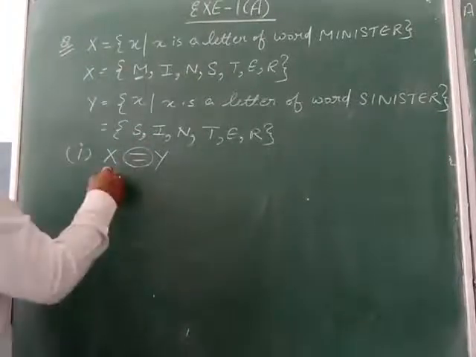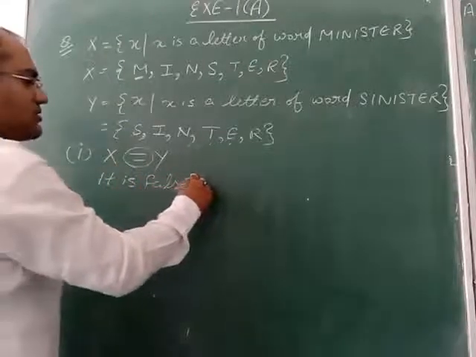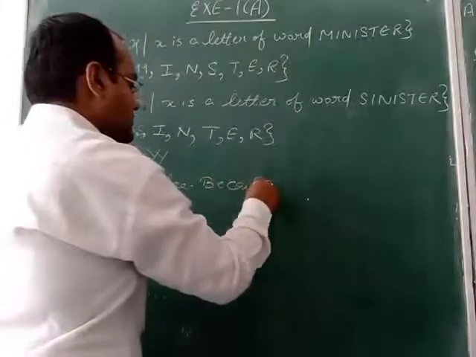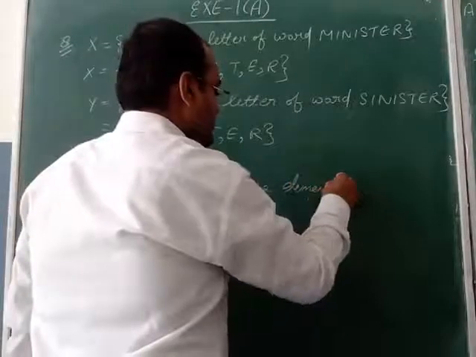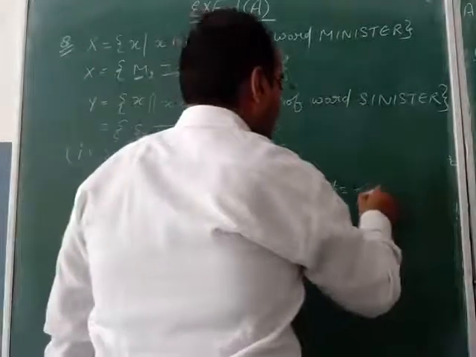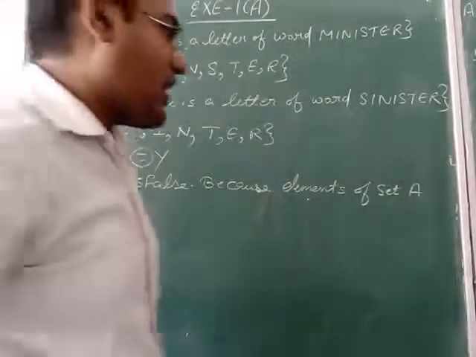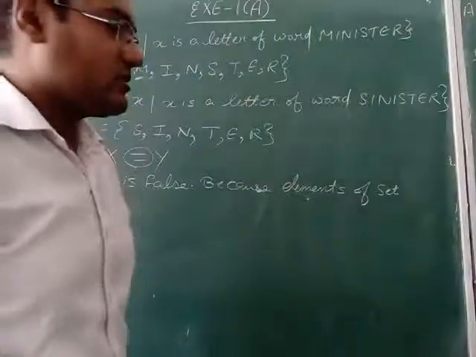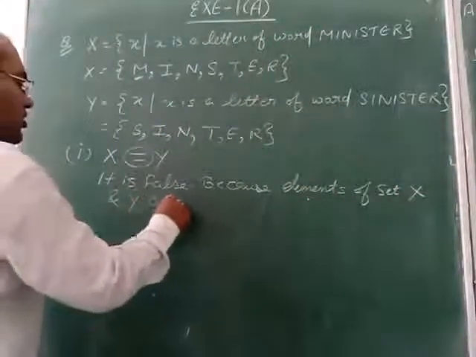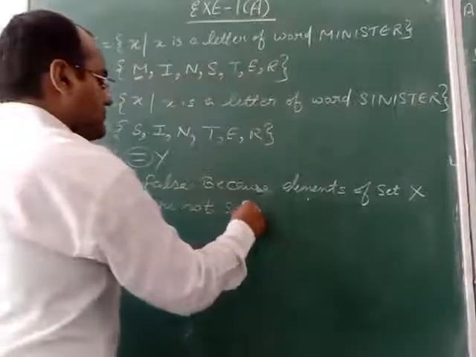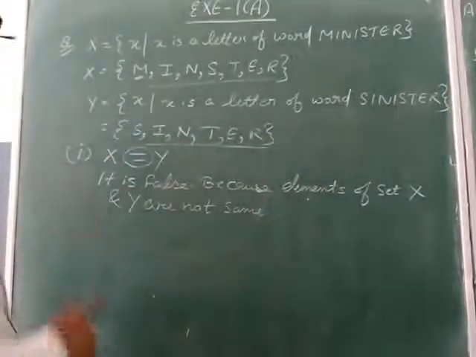So we will write it is false. Why is it false? Because, the reason also you will write, because the elements of set X and set Y are not same. These elements are not same, that's why this statement is false.